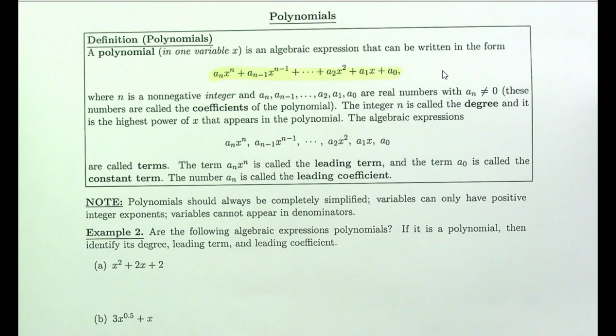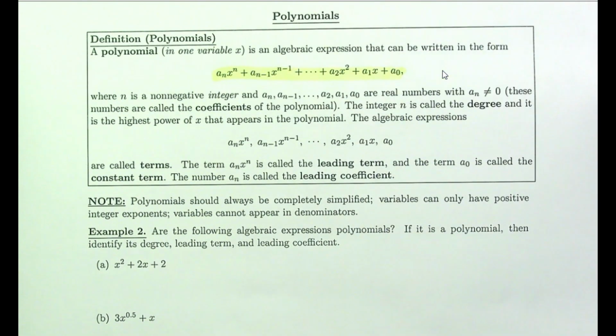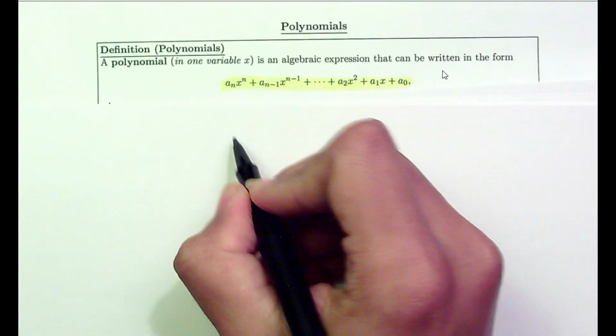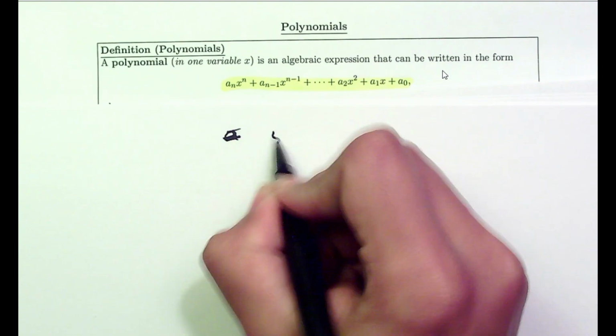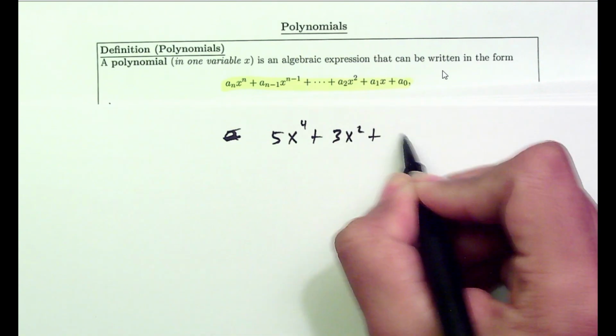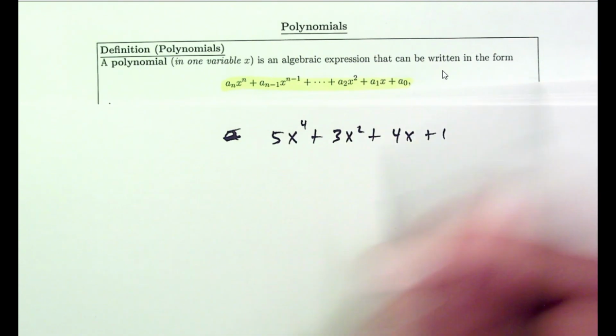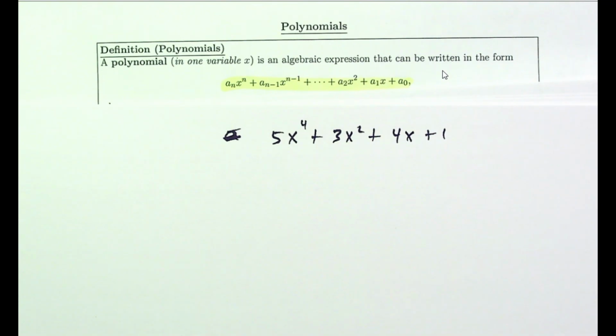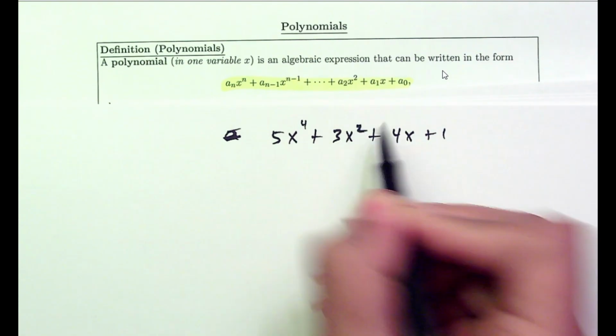They're not variables. They're numbers that we actually know. And the numbers a's, the a sub n's, are called the coefficients of the polynomial. This polynomial is in descending order. So, one example of a polynomial would be something like 5x to the 4 plus 3x squared plus 4x plus 1, right?